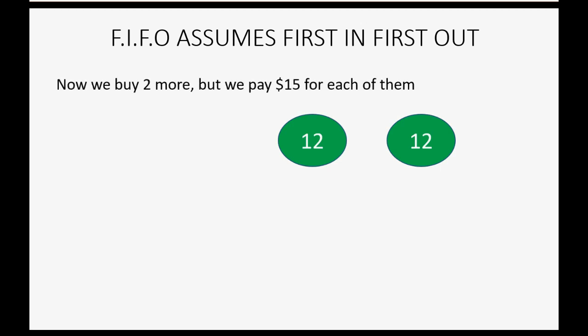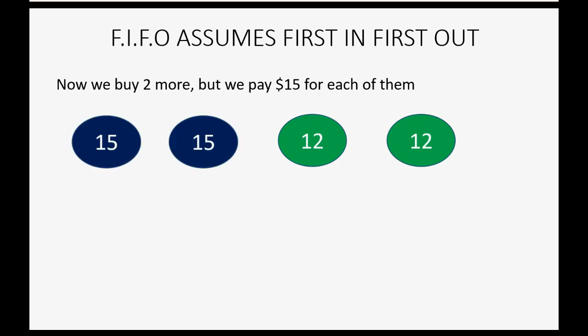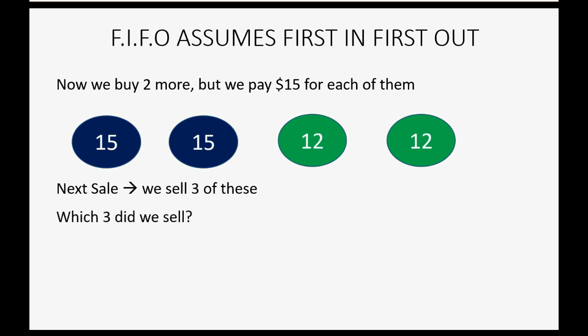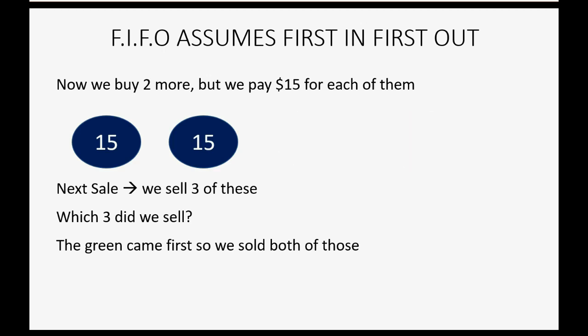But now let's imagine we buy 2 more and we pay $15 for each of the 2 new apples that we just bought. Now in the next sale, let's imagine we sell 3 of these apples. So there are 4 in front of us and we sell 3. Well, which 3 did we sell? The green came first, and FIFO says first in, first out. So we sold the two $12 ones, so far that sale is up to $24 in cost of goods sold.